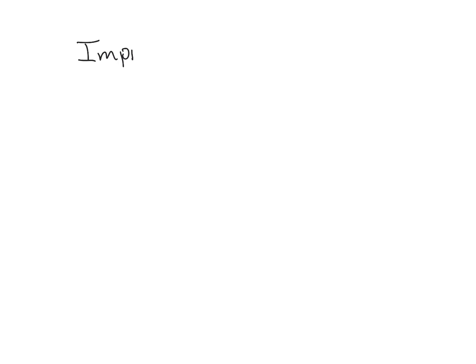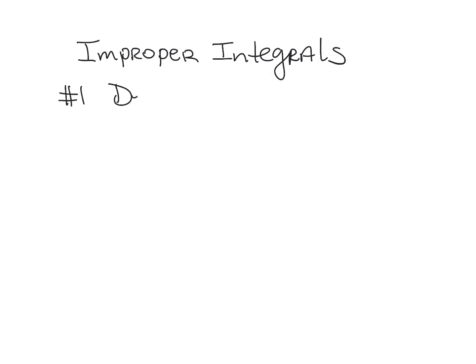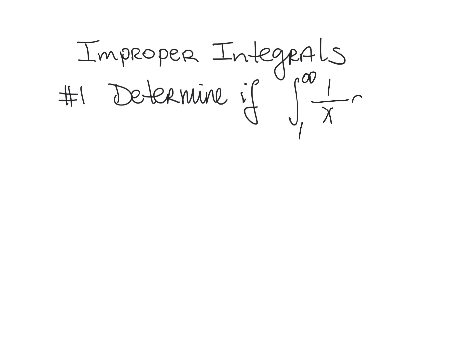So here we're going to look at an example of an improper integral, and we're going to determine if the improper integral converges or diverges. And the integral is from 1 to infinity. That's what makes this improper, of the function 1 over x dx, a hyperbola. So let's take a look at what this integral represents.